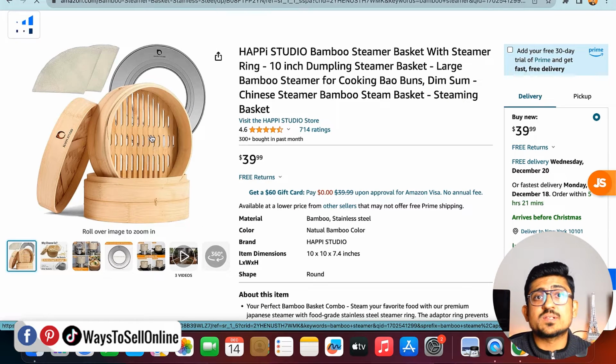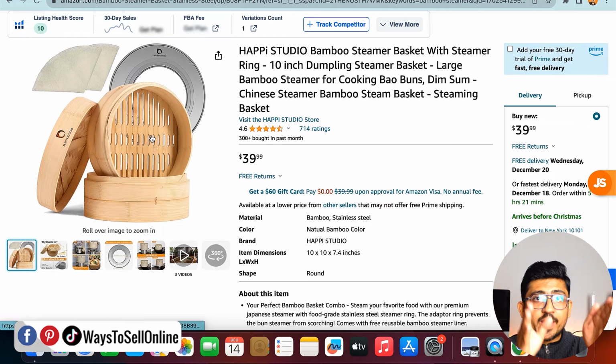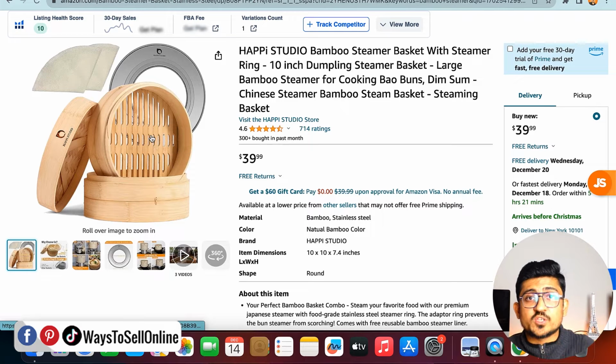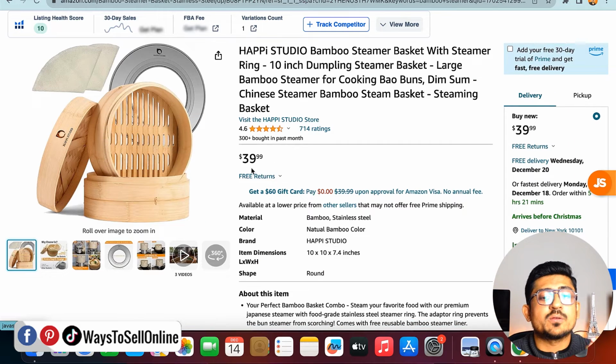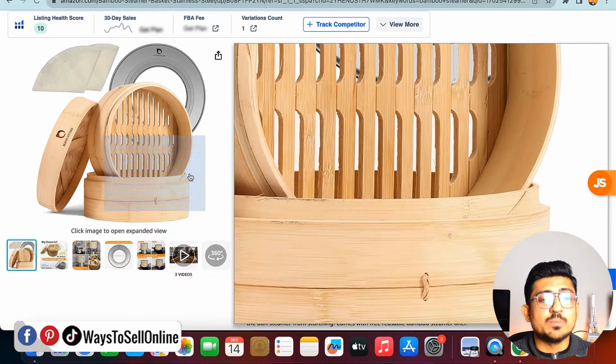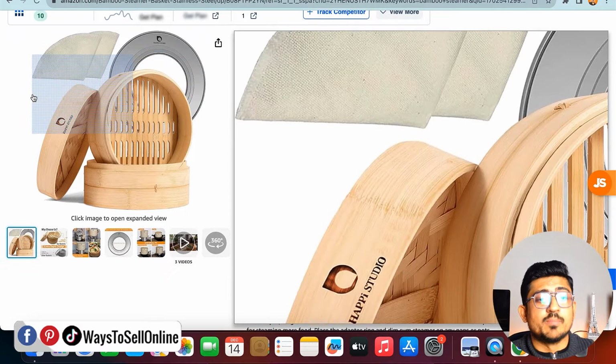here you can see that you need to understand the customer psychology. Like what is the customer journey? They want a bamboo steamer, they go on Amazon, type for a bamboo steamer, and from the results which they saw, they click on any one of the listings, and the factor of clicking may be the low price, the good reviews, or the good image. Right? So after opening that listing, I can see that if I pay $39.99, I will get a bamboo steamer, a steamer ring, and some silicone mat, right?